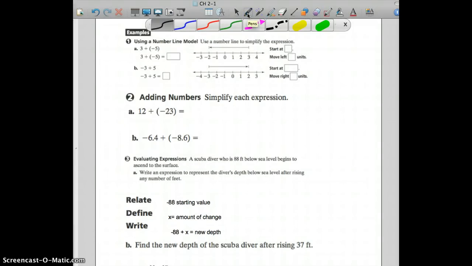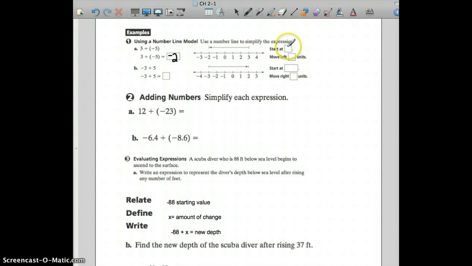Here we're using the number line to model the addition properties of integers. Our first is 3 plus -5. Note we start at the 3 and we move to the left 5 units. Our result is -2, which is our answer.